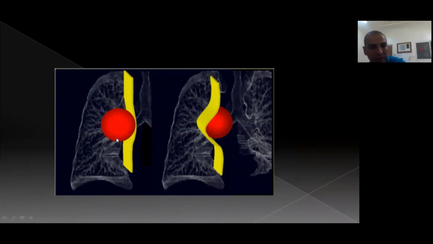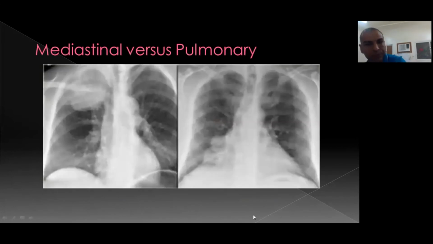This pulmonary mass forms an acute angle with the mediastinum, while this one forms an obtuse angle with the mediastinum. Again, this pulmonary mass will form an acute angle with the lung mediastinum interface. This interface between the lung and the mediastinum, we have here an acute angle. So this one is a pulmonary mass, while this one forms an obtuse angle with the lung and mediastinum interface. So this one is a mediastinal mass.